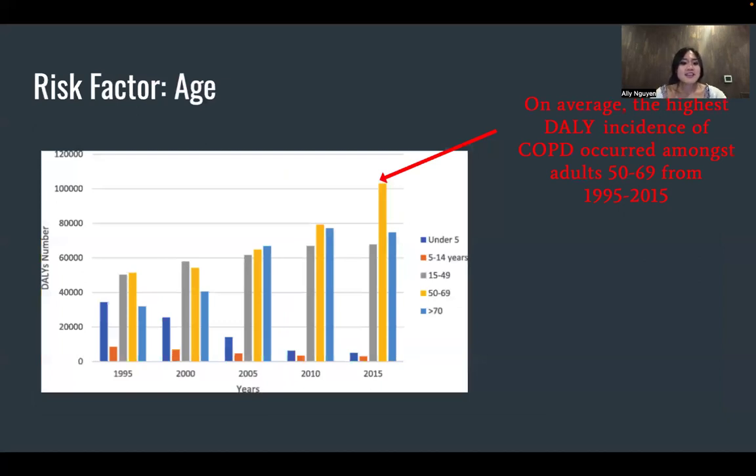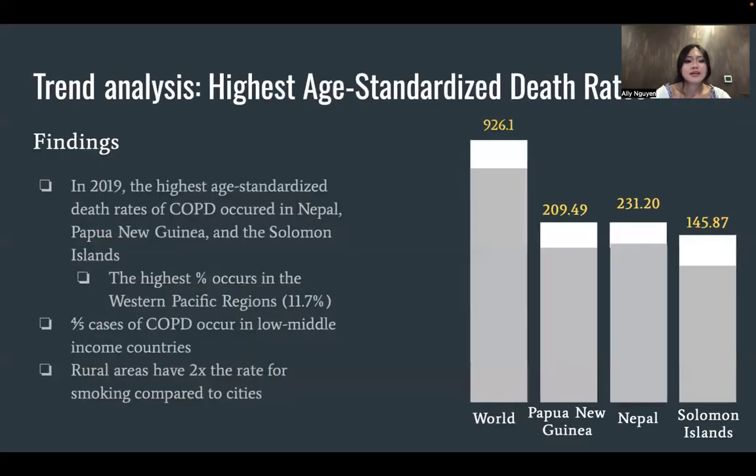Using the table of the DALYs versus time, we can conclude that the overall burden of disease is highest for individuals who are 50 to 69 years old. Comparatively, we can see that younger individuals are at lower risk for COPD. The time range was from 1995 to 2015. In 2019, the highest age-standardized death rates occurred in Nepal, Papua New Guinea, and the Solomon Islands. The bar graphs show the prevalence of COPD per 100,000 people in each country.